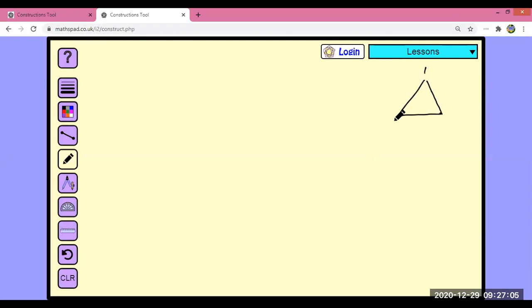Yes, the triangle was ABC, where angle B is 100 degrees, angle C is 50 degrees, and BC is 6.4 centimeters. Okay, so let me confirm you're on this, you're able to see my screen. Yes, and now we begin the construction.